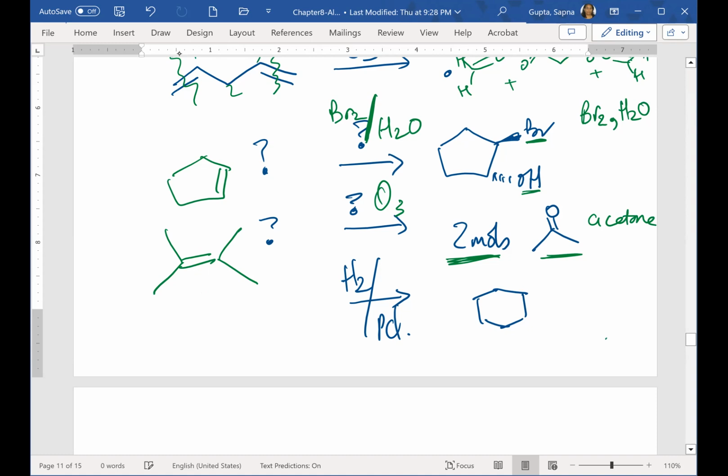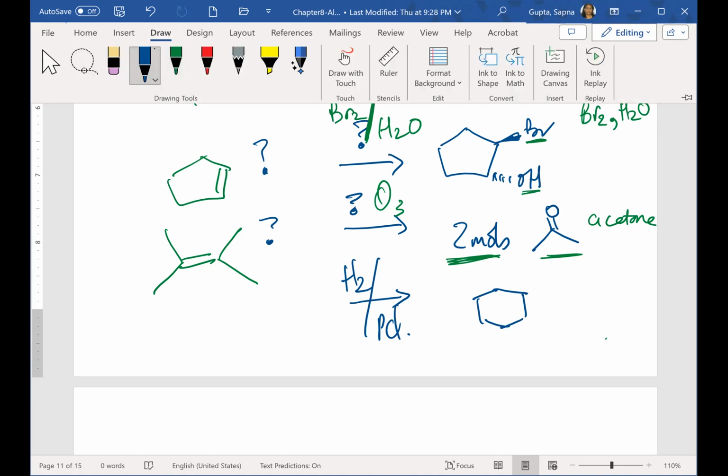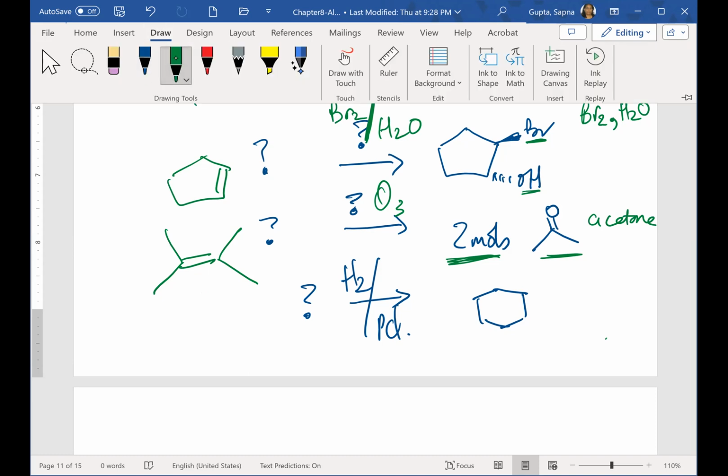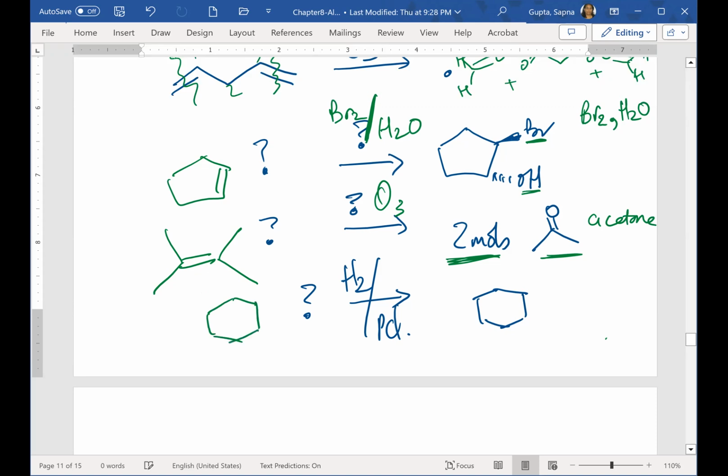The next reaction is hydrogenation. Forgot to put the question mark. So hydrogenation, again, I'm going to start with an alkene, so I can put my double bond anywhere I feel like. Today, I feel like a lefty, I'll be a lefty. If I feel righty, I'll go for right.